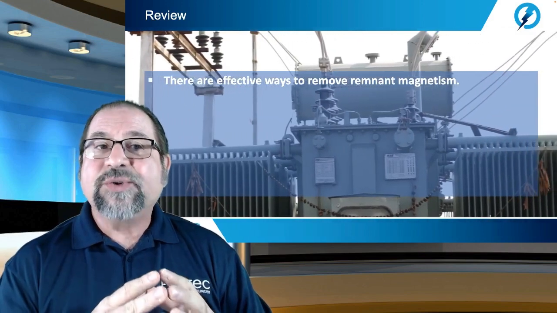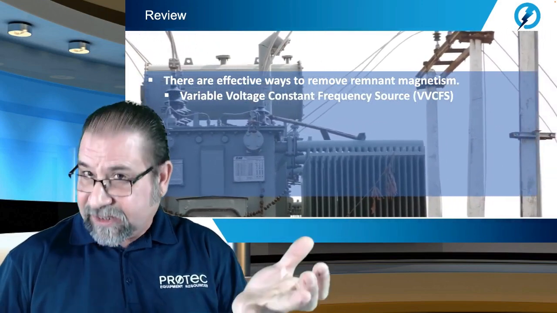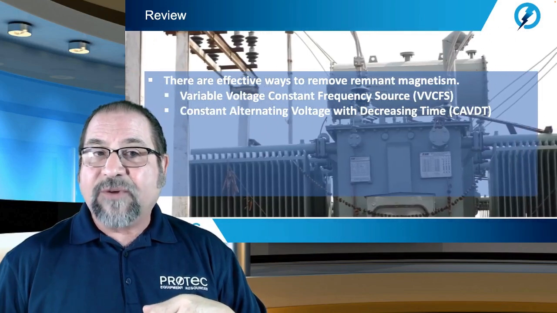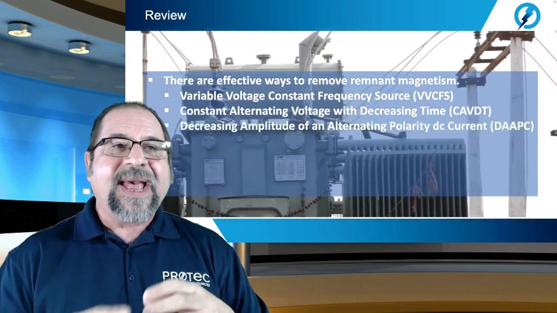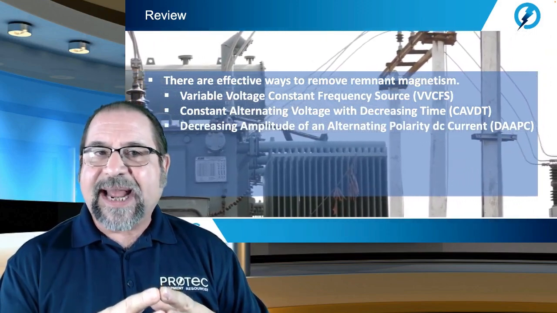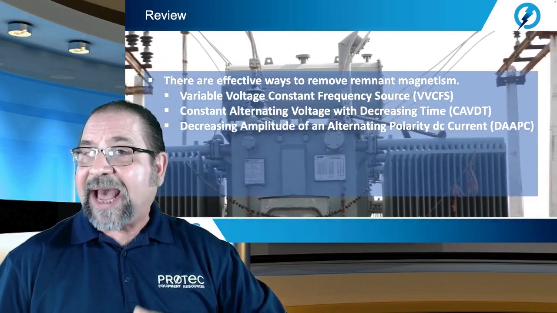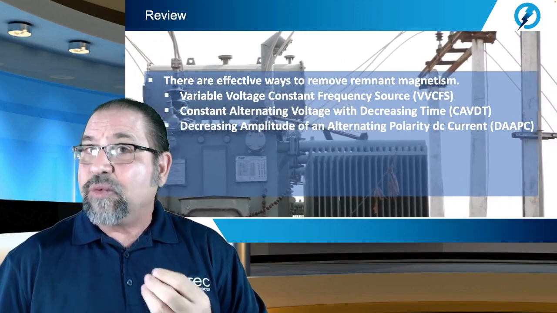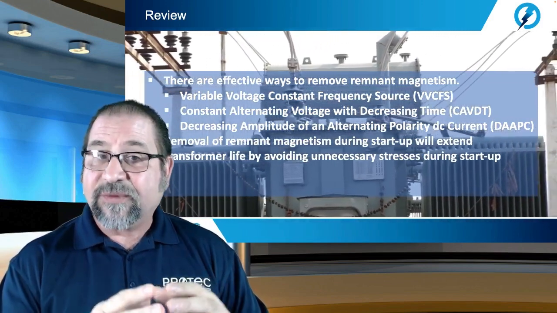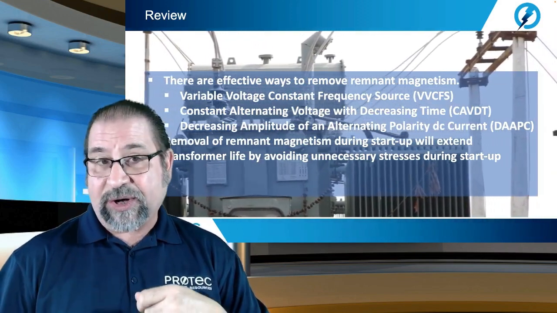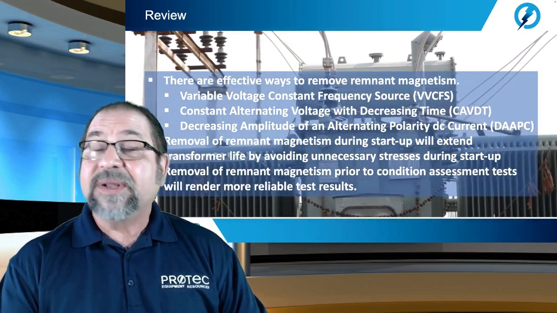Now, there are effective ways to remove remnant magnetism. The variable voltage constant frequency source, which is preferred at the factory. The constant alternating voltage with decreasing time, which can be a bit impractical and difficult to perform properly. And possibly the field preferred method, the decreasing amplitude of an alternating polarity DC current method, which many of the new modern test and measurement equipment have the capability of performing, particularly in many of the new winding resistance test sets. Now, the removal of remnant magnetism during startup will extend transformer life by avoiding unnecessary stresses during the startup, and removal of remnant magnetism prior to condition assessment tests will render more reliable test results.